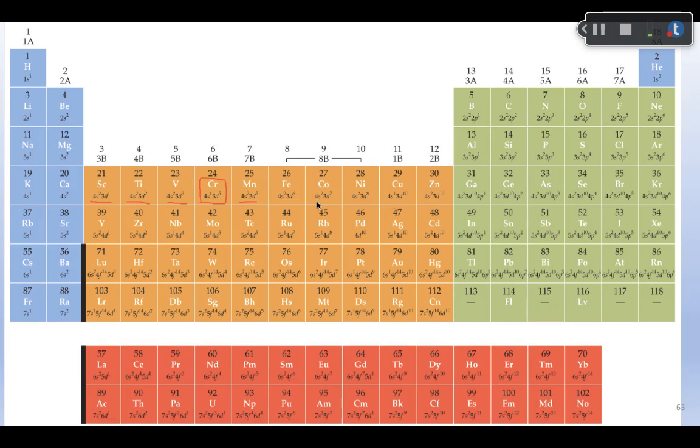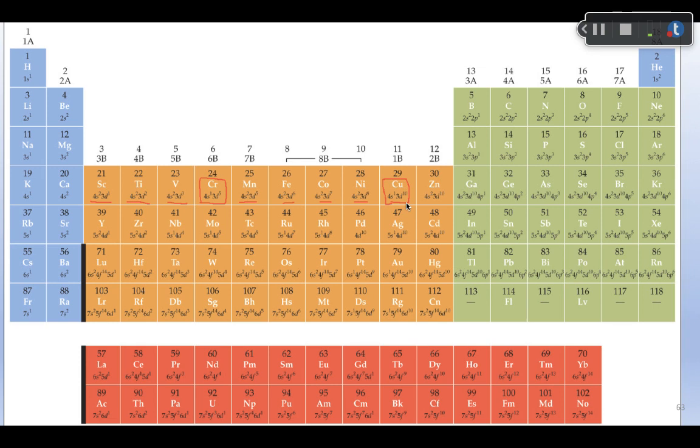Another anomaly occurs over at the end of this first row. So if you go from iron with 3d6 and cobalt 3d7, nickel 3d8, whoops, all of a sudden here's copper that has a different pattern than might be expected. It doesn't have 4s2, but it also doesn't have only one more d electron than the previous element. How do we understand this?